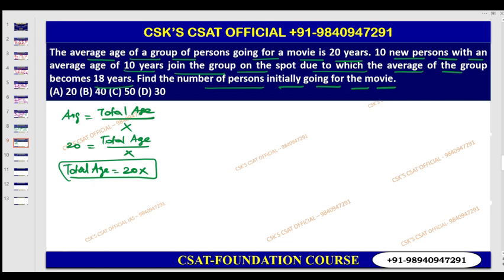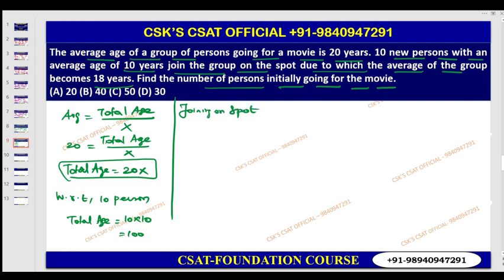So now what happens here with respect to the 10 persons? With respect to the 10 persons, the total age is equal to what? 10 times their average, 10. So this is nothing but 100. Now what happens here if they are joining, right? Joining on the spot, the total increases here. The average becomes 18.